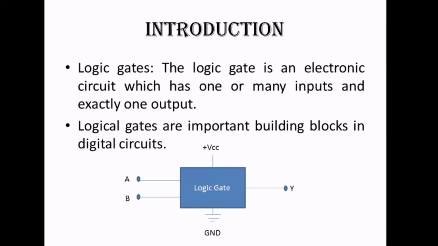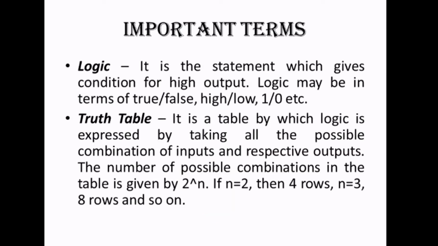Now, next we had seen the important term which was logic. So what do you understand by logic and logic gates? With logic, we understand that it is a statement which gives the condition for high output. Now, what do you understand by high output? High output means the output which is 1.